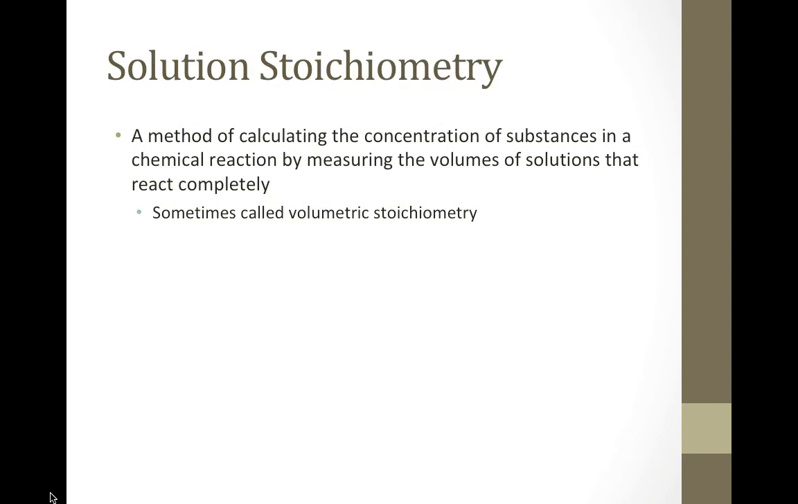So solution stoichiometry is a method of calculating the concentration of substances in a chemical reaction by measuring the volumes of solutions that react completely. Often it's called volumetric stoichiometry. But like we said, it's the same as the stoichiometry that we did before, but we're dealing with solutions.